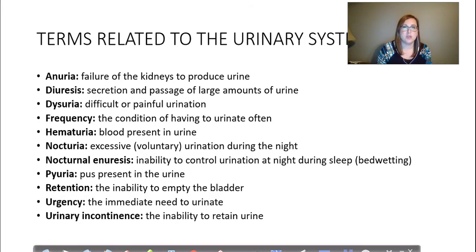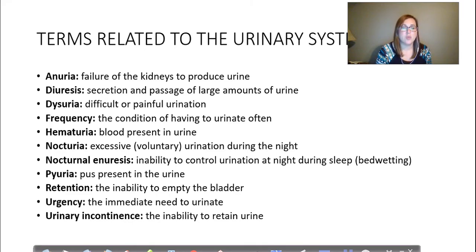So let's look at some terms related to the urinary system. So anuria is failure of the kidneys to produce urine. So a lot of dialysis patients have anuria. Diuresis, that's what happens with diuretics. It's the secretion and passage of large amounts of urine. So patients who take diuretics often go through diuresis.